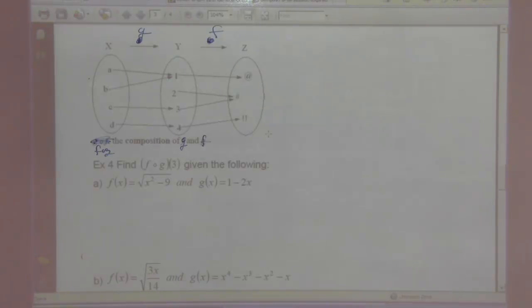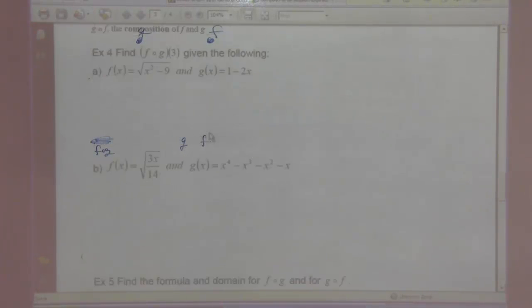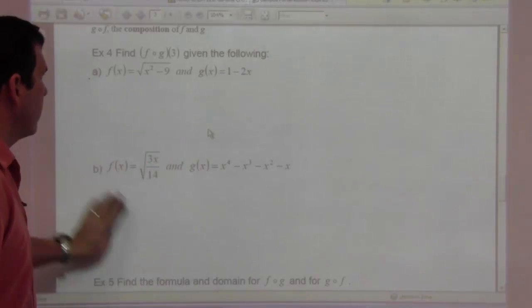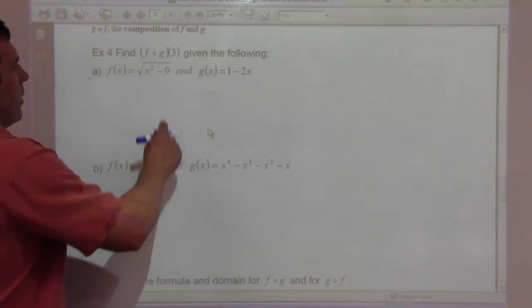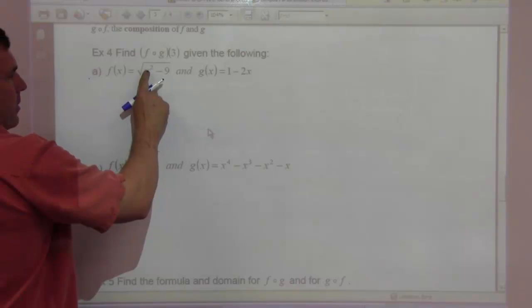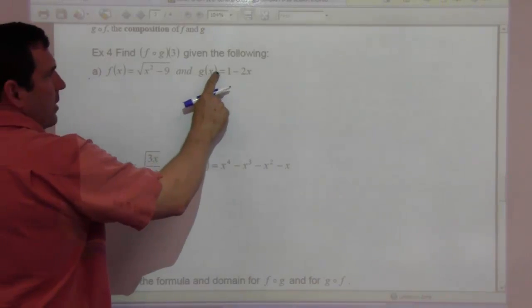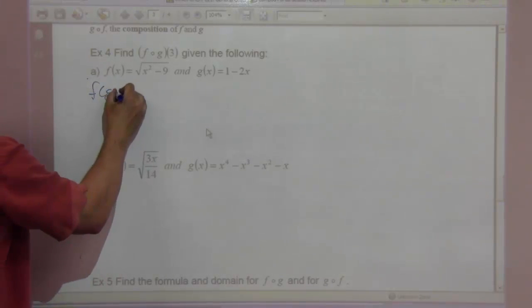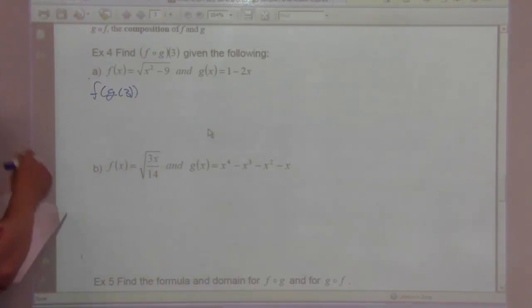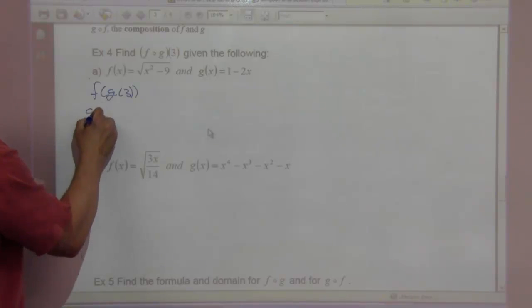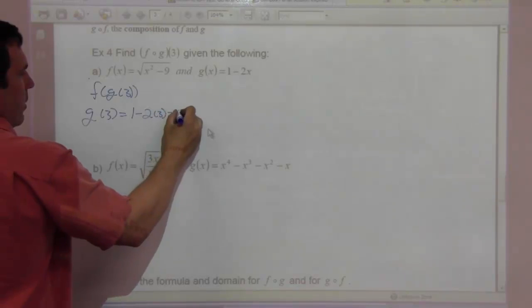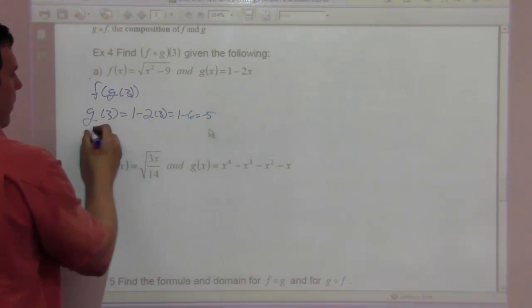Okay, so example 4 says find f of g of 3 given the following. f of x is the square root of x cubed minus 9. G of x is 1 minus 2x. So what we're looking for is f of g of 3. So our g of 3 is 1 minus 2 times 3. 1 minus 6, which is negative 5.